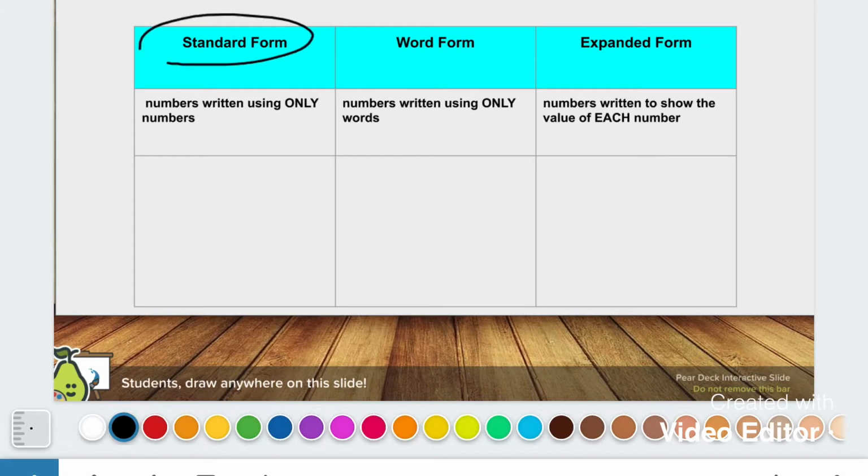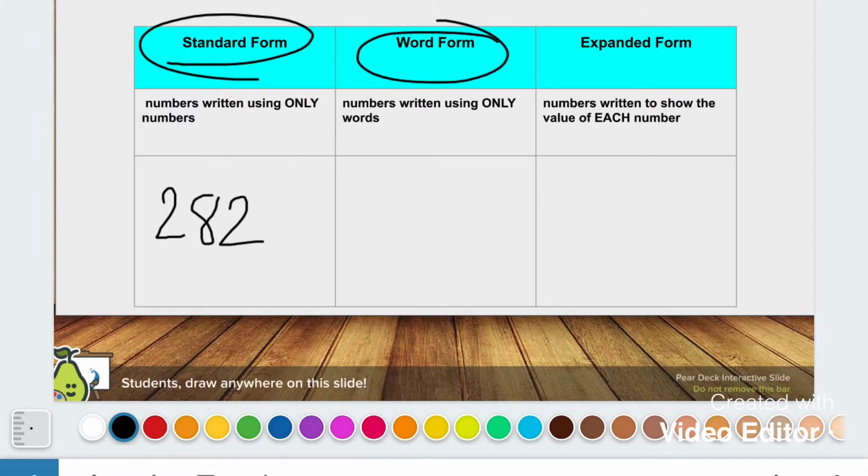In today's lesson, we're going to be focusing on standard form, word form, and expanded form. Let's look at standard form first. Standard form is just writing a number using only numbers. We've already worked extensively with this form. It's literally just writing a number using only numbers. 282 is represented by the digits 282.